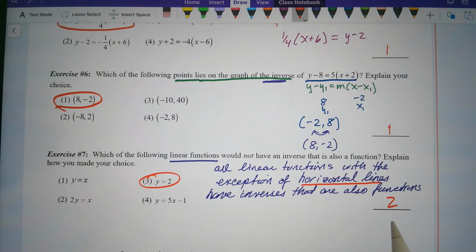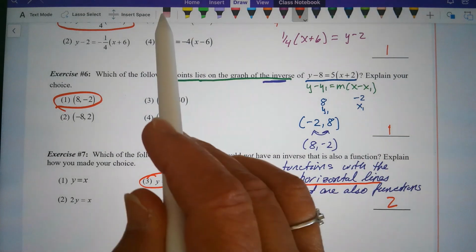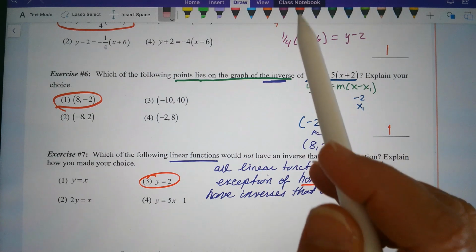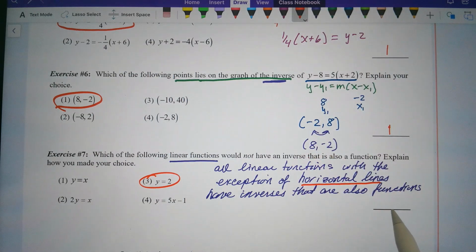My apologies, I circled option 3 and wrote the number 2. Let me erase that and correct it with option 3.